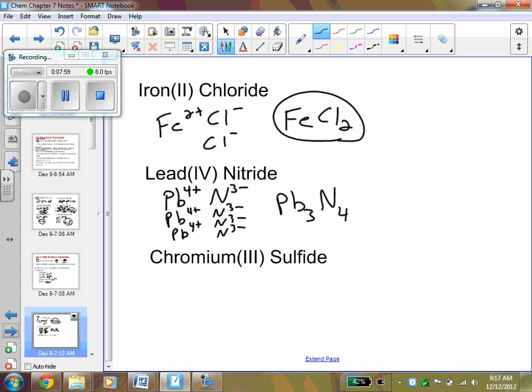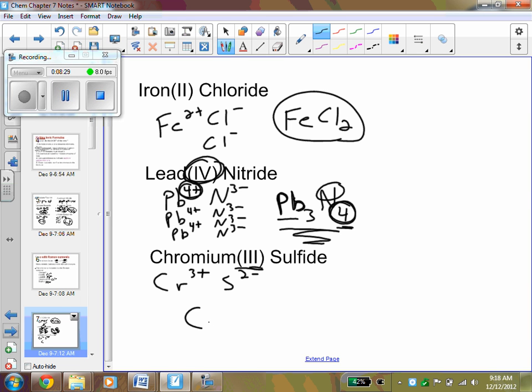You'll notice that it's lead 4. And when I look at this formula here, I notice that the charge on the lead is actually sitting right here. So this is lead 4 nitride. Okay? So something to keep in mind there. All right, chromium 3 sulfide. Chromium is Cr3+ because it's chromium 3, and sulfide, when you look that up, is 2-. So the final answer here, once you get everything all worked out, is Cr2S3, and there's the charge on the chromium 3 sitting right there.